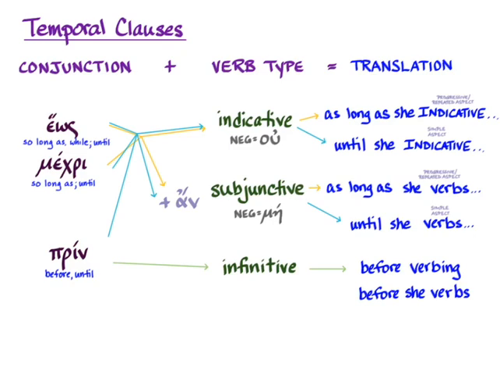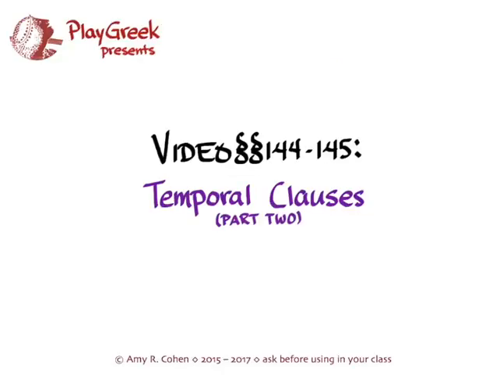So again, I would say that temporal clauses really aren't that difficult. If you know what your conjunction means and you pay a little bit of attention to the verb type, it's really pretty simple to add those things together and get a translation in English that conveys accurately what the Greek is doing. So that's your video for the second part of temporal clauses, sections 144 to 145.